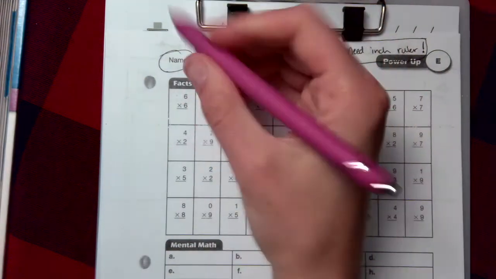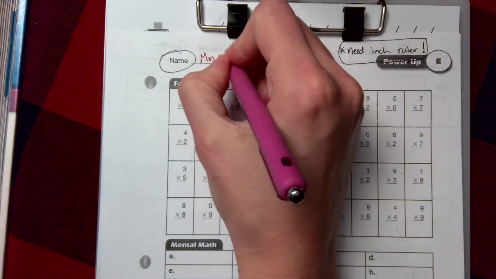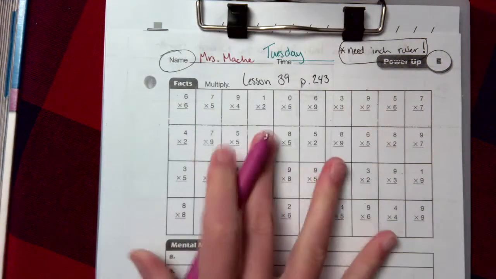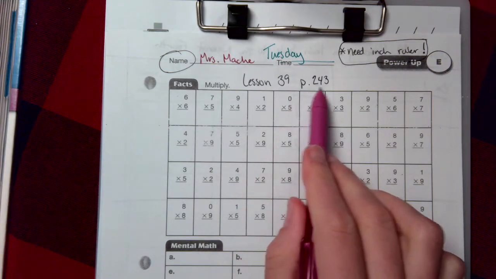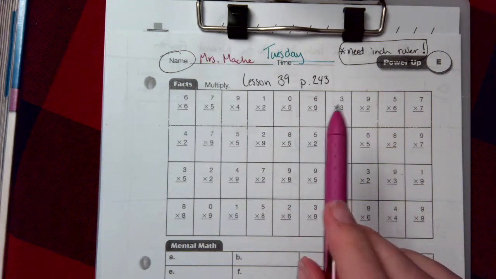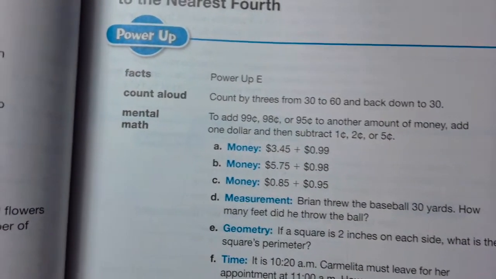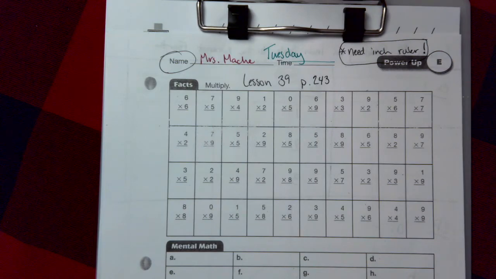Tuesday. Make sure you got your name at the top of your paper. Then go ahead and get going on your facts and your problems on page 243. Your power up there, A through H down there. Go ahead and press play when you're done.